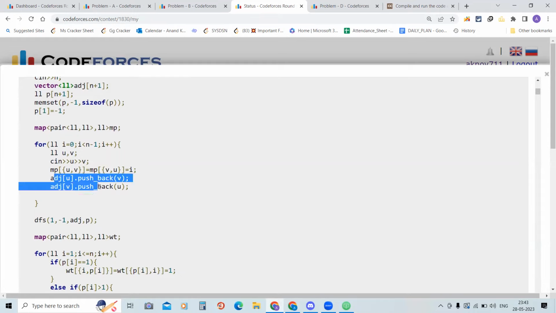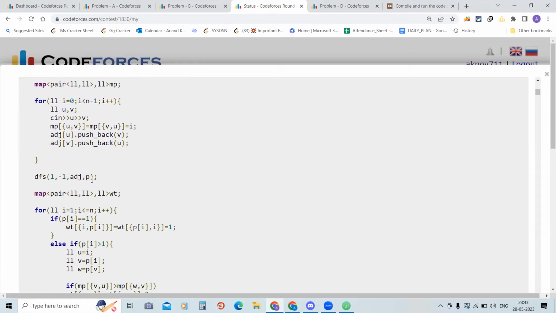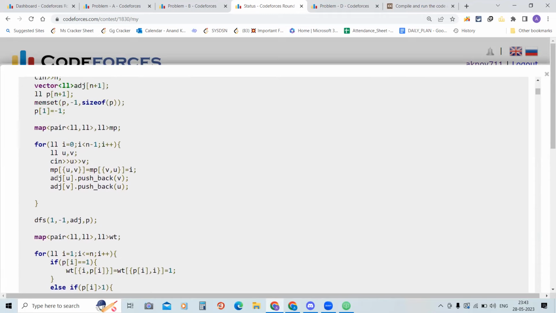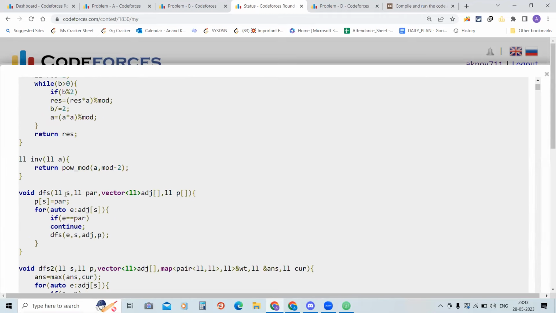Then I am also forming this adjacency list. Then I'm running a DFS from the root, that is 1. So the DFS looks like this: I am passing the current vertex, what is the parent of this vertex, the adjacency list, and this parent list. So I set the parent of S to be equal to parent, and then I iterate for every node which is adjacent to S. If this is the parent, I continue. Otherwise, I run a DFS from E.